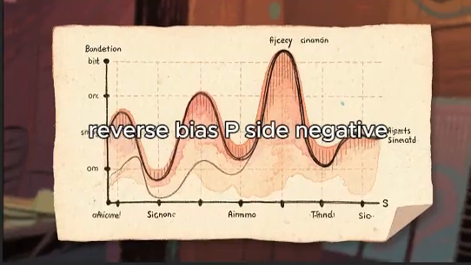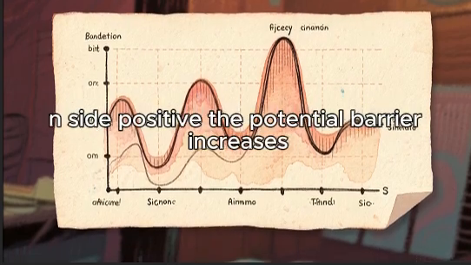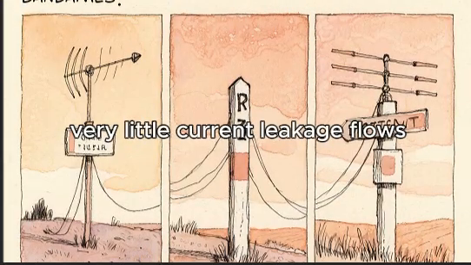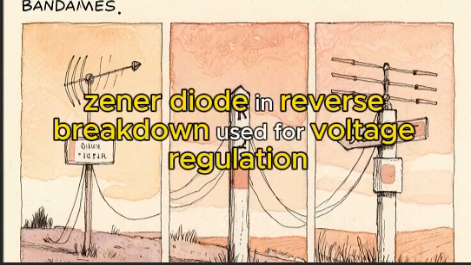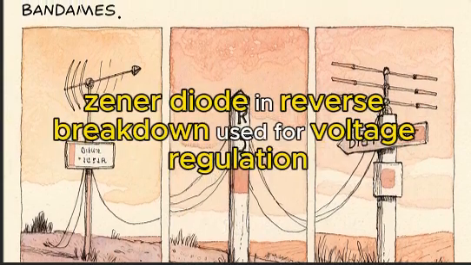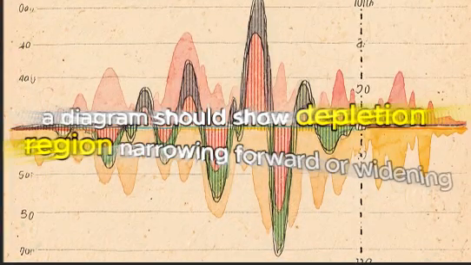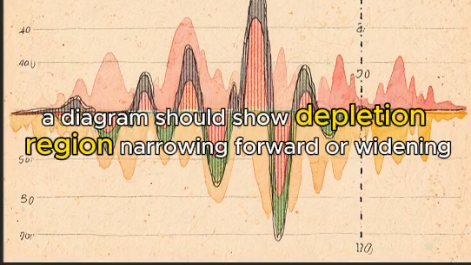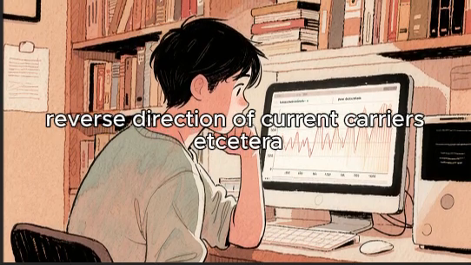Reverse bias. P side negative, N side positive. The potential barrier increases, very little current, leakage, flows. Application. Zener diode. In reverse breakdown it is used for voltage regulation, although strictly Zener is specific. A diagram should show the depletion region narrowing (forward) or widening (reverse), direction of current carriers, etc.